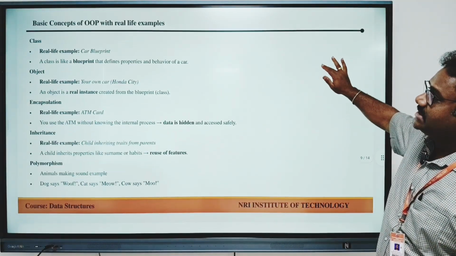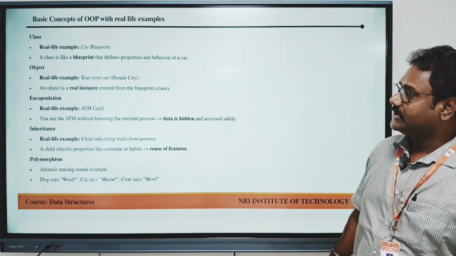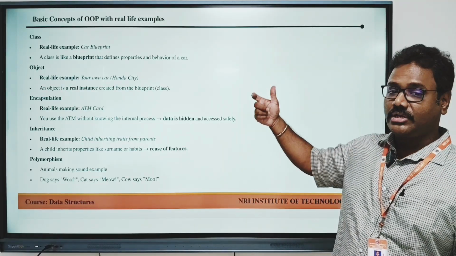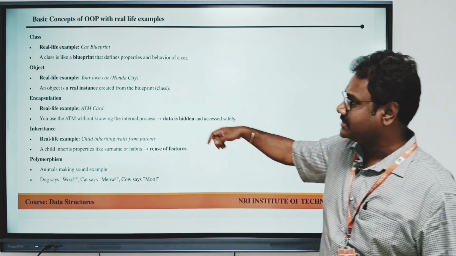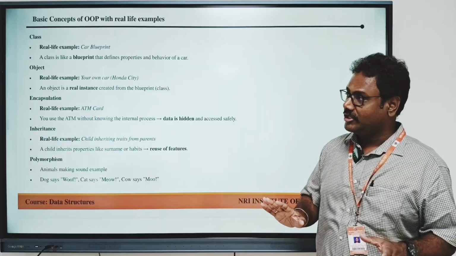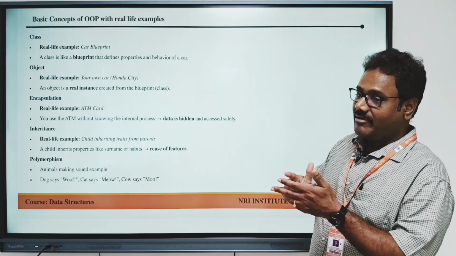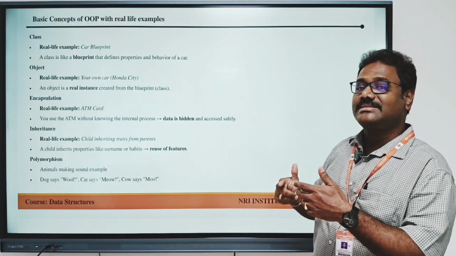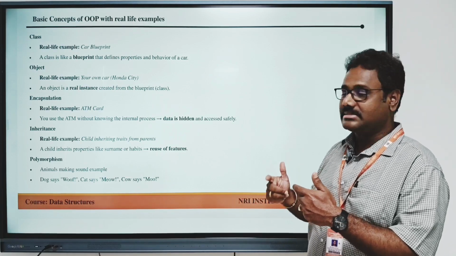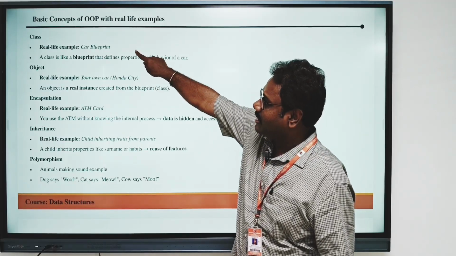Next, basic concepts of OOPs with real-time examples. So class, real-time example, a car. Car is a general class under which you can have many brands of cars. Class is like a blueprint that defines the properties and behavior of a car. So that is general. And you have Honda City car, Toyota car, Tata and so on. You have several objects under the class car. That means their brand varies, their engine capacity varies, their color varies and so on. So each car is considered as one object under the class car.